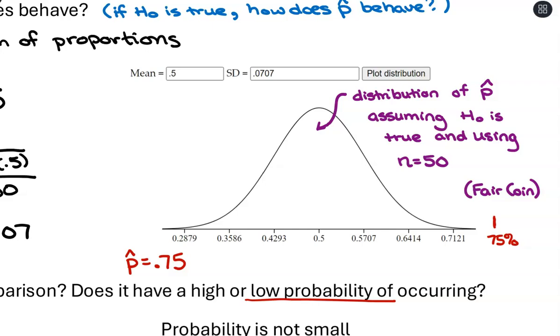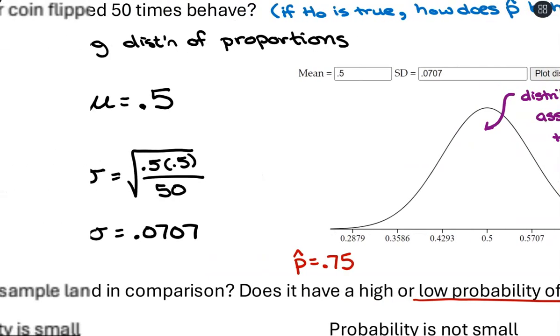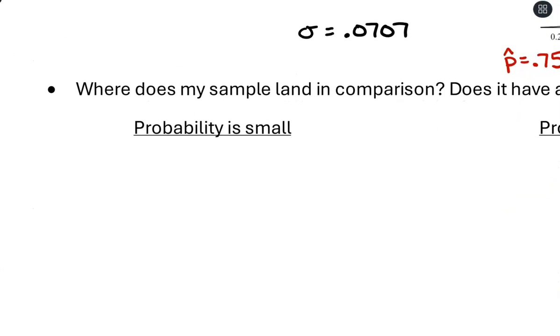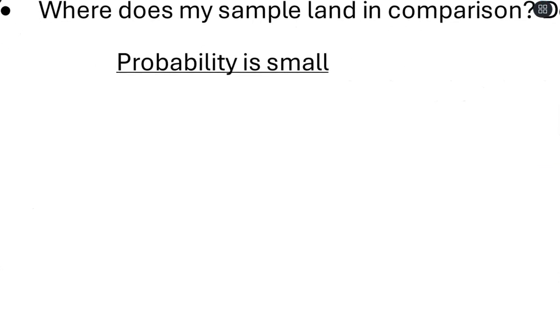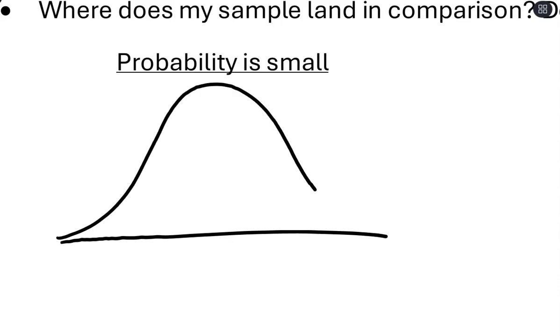But let's make this a little abstract. What if it was a high probability versus a low probability? And in fact, let's start with the probability being small. It had a low probability because that's what we're actually seeing here. So if I have my distribution, and this distribution is all about the null hypothesis, I'm just going to put that there because that's what that image represents. That's our null hypothesis. And then I'm going to see where 0.75 lands, and it is landing way out here.